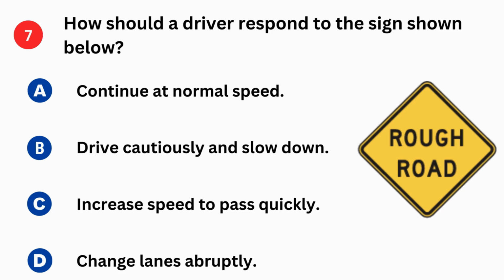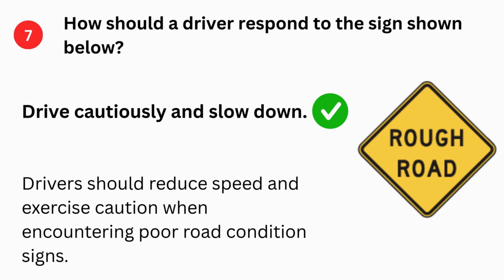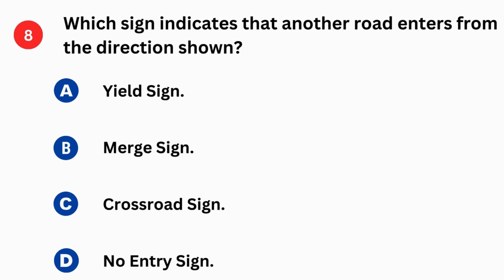Options are A. Continue at normal speed, B. Drive cautiously and slow down, C. Increase speed to pass quickly, D. Change lanes abruptly. Drive cautiously and slow down. Explanation. Drivers should reduce speed and exercise caution when encountering poor road condition signs. Which sign indicates that another road enters from the direction shown?